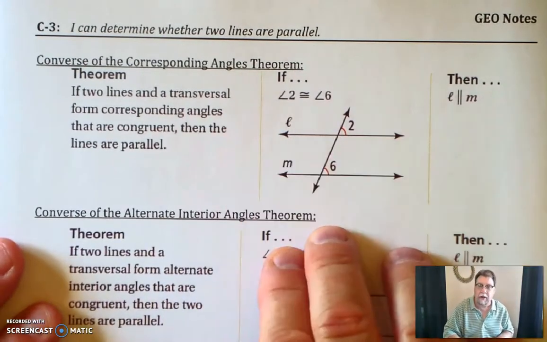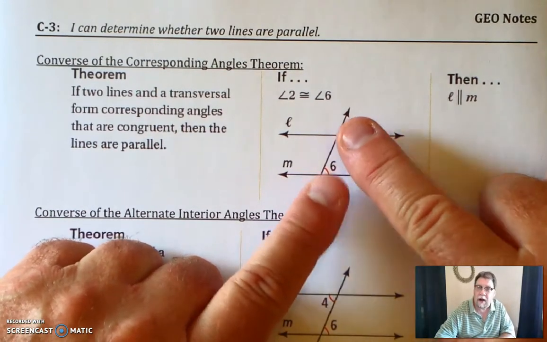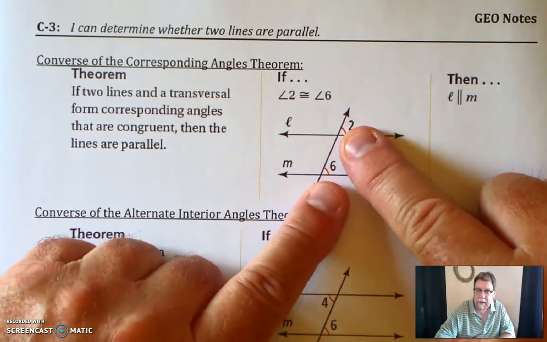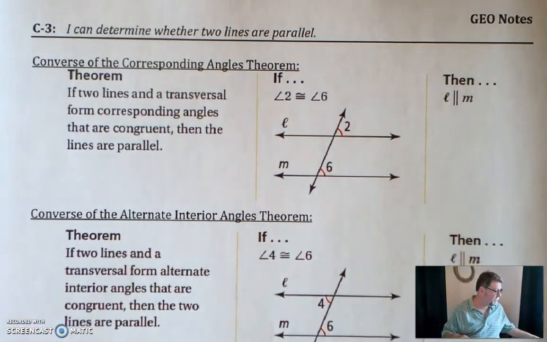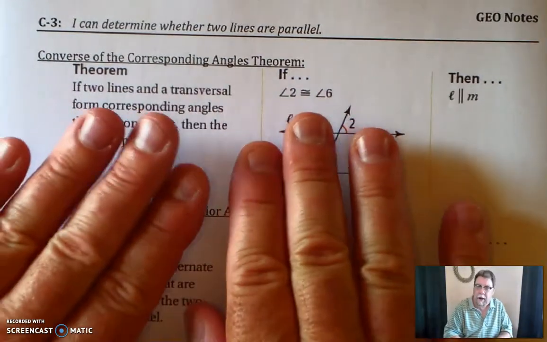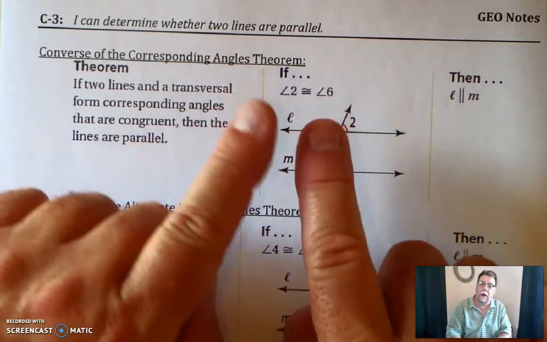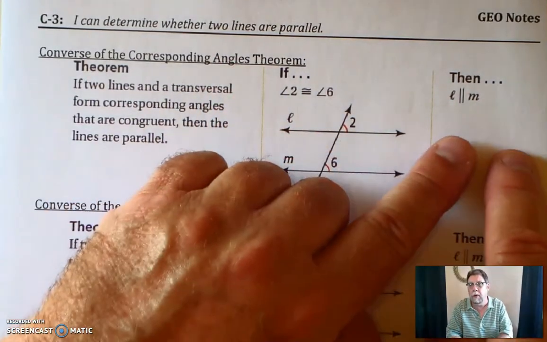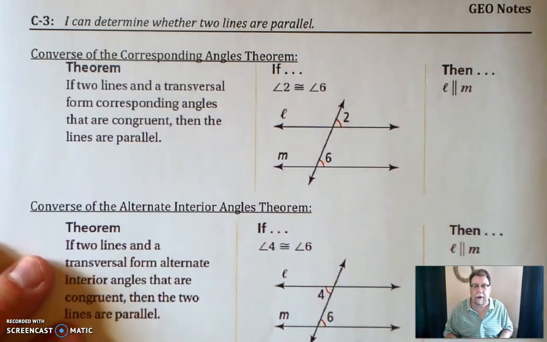So we'll start off by looking here. If we can show that two corresponding angles are congruent, then we can show that the lines are parallel. So that's different from last time. Last time we started off with the parallel lines and we showed the angles were congruent. This time we're starting off with the angles being congruent, and we're showing that the lines are parallel.